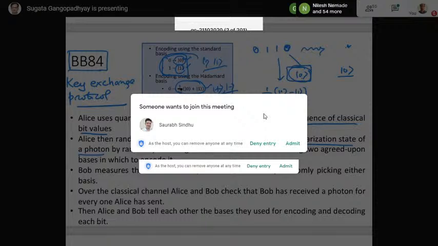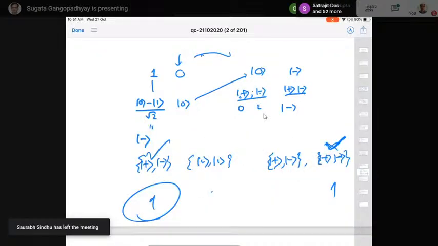The second bit is 1 for both of them, and the first bit is chancy. So they may have got the same result, or they may not have the same result. They cannot guarantee that. So if this process is repeated over and over again, they will be able to agree upon a basis, upon a key. The point here is that at no point do Alice and Bob send exact key values through the public channel, therefore they are safe.